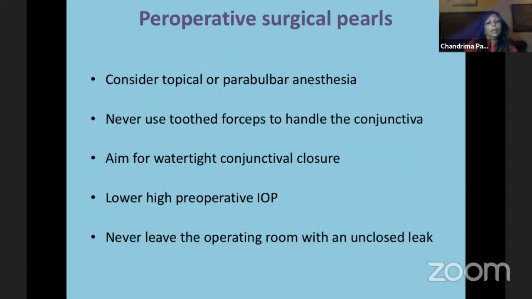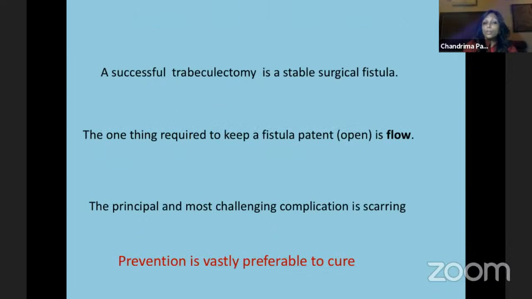Peroperative surgical pearls: consider topical or bulbar anesthesia. Never use tooth forceps to handle the conjunctiva. Aim for watertight conjunctival closure. Lower high preoperative IOP. I always use mannitol 100 ml before surgery and never leave the operating room with an unclosed leak. A successful trabeculectomy is a stable surgical fistula.